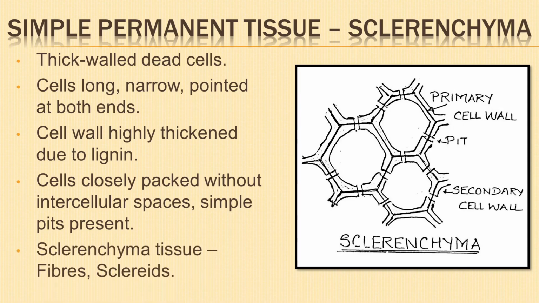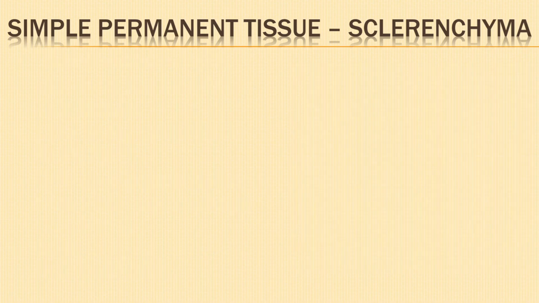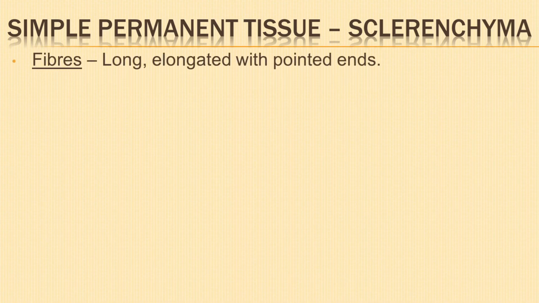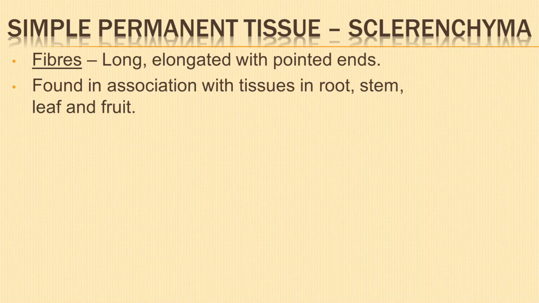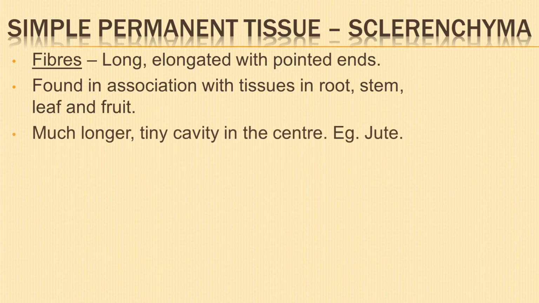Sclerenchyma are of two main types, fibers and sclerites. Fibers are long, elongated, sclerenchymatous cells with pointed ends. They are found in association with tissues in roots, stems, leaves, and fruits. They are much longer than wide, with a very tiny cavity in the center of the cell. Examples of fibers are jute or Corchorus, and Indian hemp or Crotalaria.